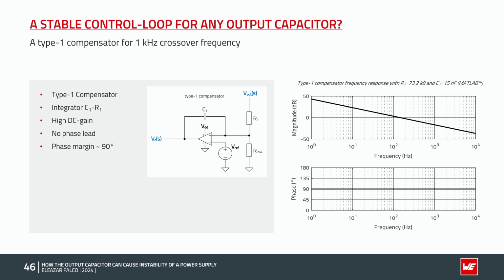And if the plant does not provide any further phase lag, then we should achieve a phase margin of 90 degrees. The frequency response of the compensator is shown here on the right.